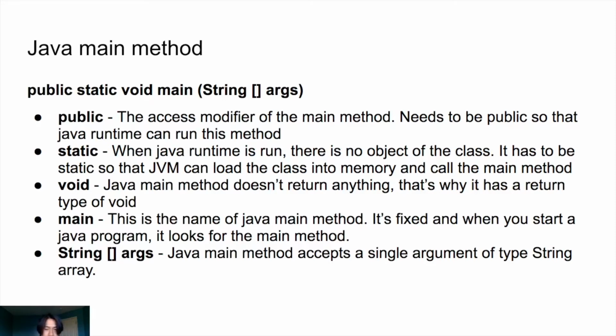After static, you want to put the return type, which in this case is always void because you never return anything with the main method. And lastly, the main method has a parameter, and it only accepts a single argument of type String array. It would not accept any other types of arguments. Like if you have a double, it would not work.